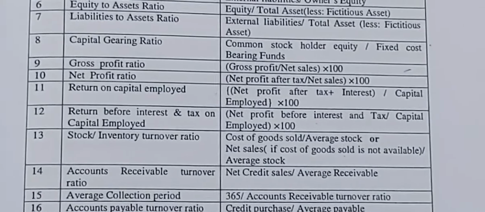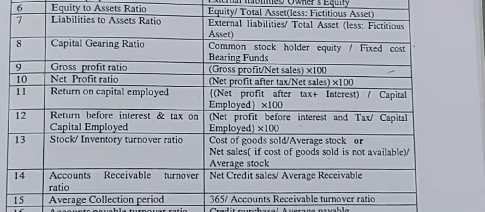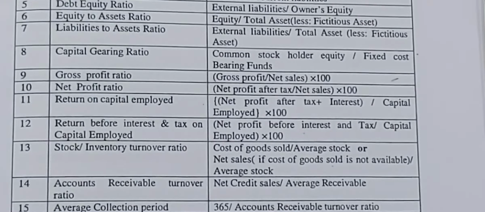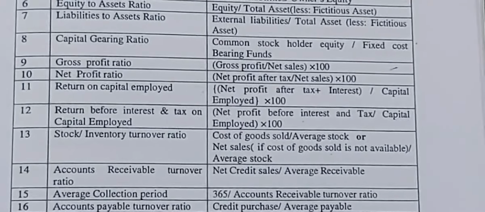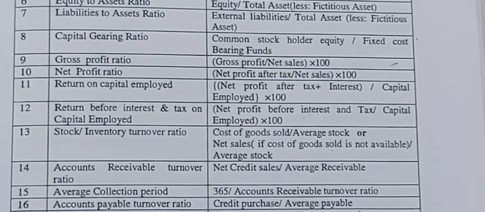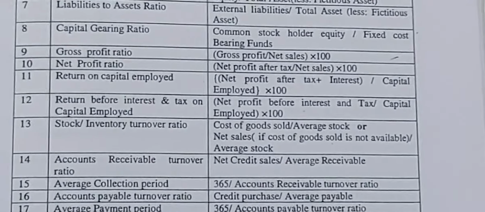Number 14, accounts receivable turnover ratio, that is debtors turnover ratio: net credit sales divided by average receivables. Number 15, average collection period: 365 divided by accounts receivable turnover ratio.